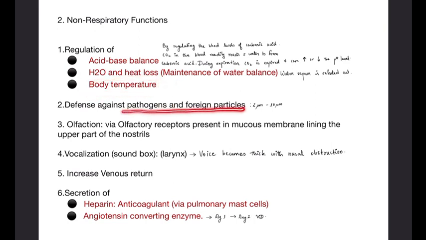Next, defense against pathogens and foreign particles. On the next slide we will learn that there are two types of respiratory tract, upper and lower. In the upper respiratory tract, we have short cilia, hair-like structures, which catch foreign particles and dust particles ranging in size from 2 micrometers to 10 micrometers and send them out. Now you will ask, what will happen to the particles which are less than 2 micrometers? Can you guess what happens to them?